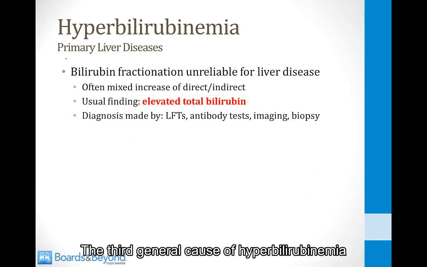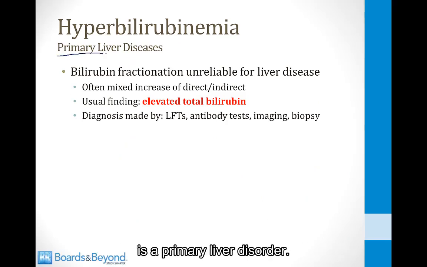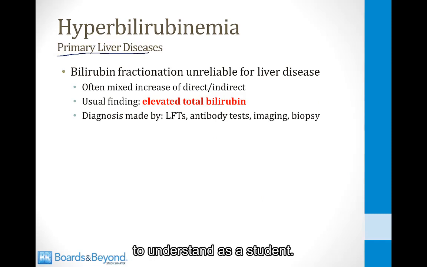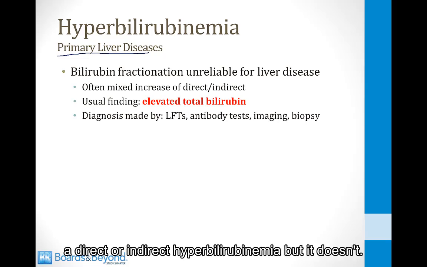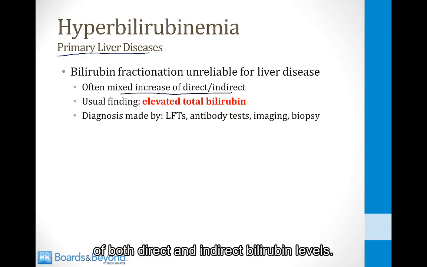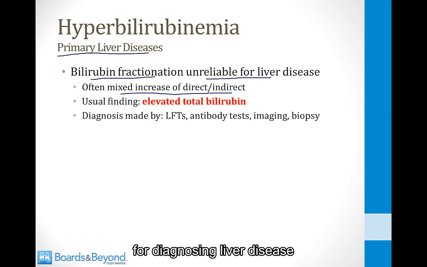The third general cause of hyperbilirubinemia is a primary liver disorder, and this is one of the more frustrating causes to understand as a student. It would be nice if liver disease caused a direct or indirect hyperbilirubinemia, but it doesn't. It often gives a mixed increase of both direct and indirect bilirubin levels. Bilirubin fractionation is unreliable for diagnosing liver disease as a cause of hyperbilirubinemia.